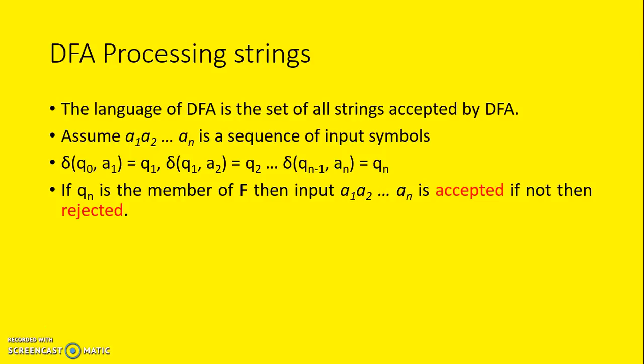DFA processing strings. The language of a DFA is the set of all strings accepted by the DFA. Assume that A1, A2 and so on An is a sequence of input symbols. Then delta of Q0 comma A1 is equal to Q1. Delta of Q1 comma A2 is equal to Q2 and so on. Delta of Qn minus 1 comma An is equal to Qn. If Qn is a member of F, then the input A1, A2 and so on An is accepted. If not, then rejected.